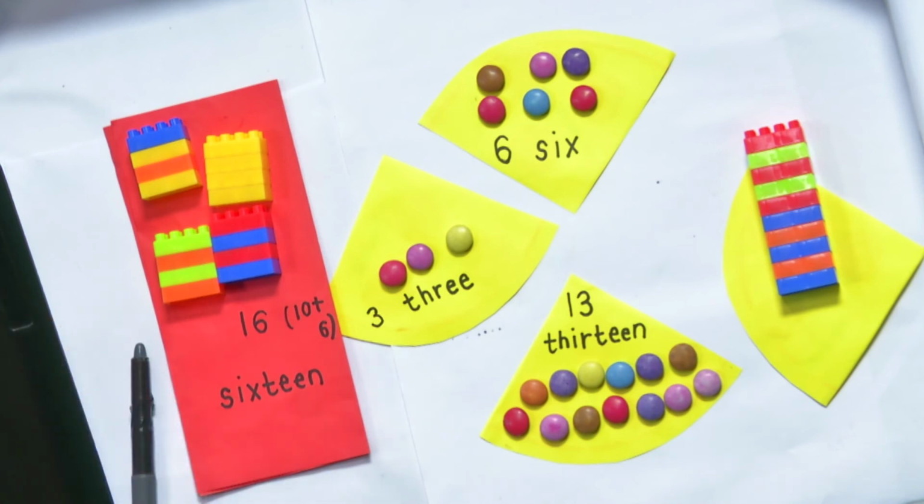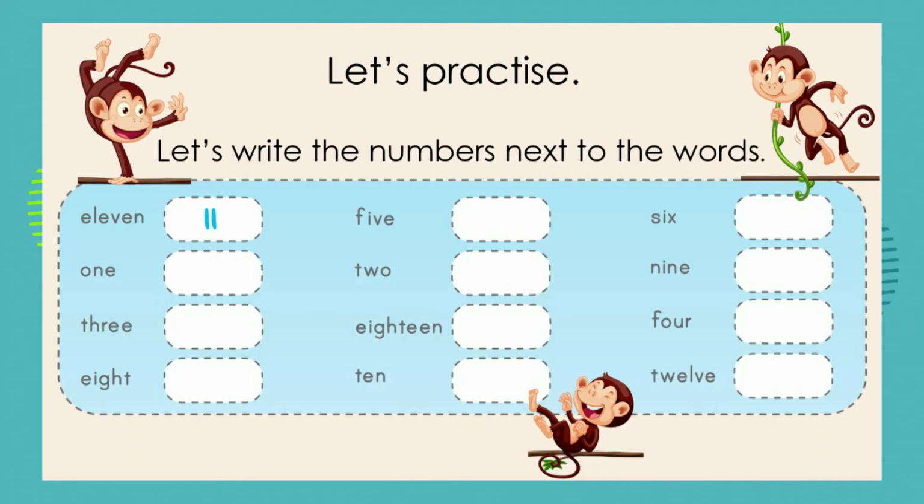Now let's have a look over here. We are now going to practice the numbers next to the words. So they have now given us the number name and they want us to write the number next to it. So let's see, the first example was 11 and they wrote it out in numbers. The next one is 1. So let's write the number 1.